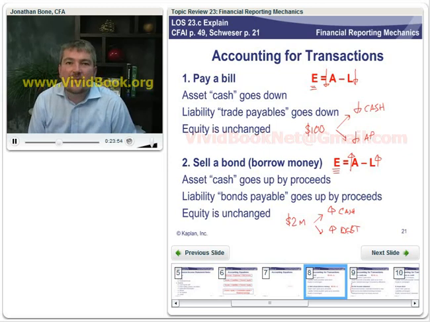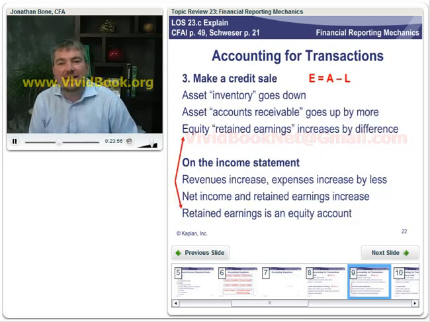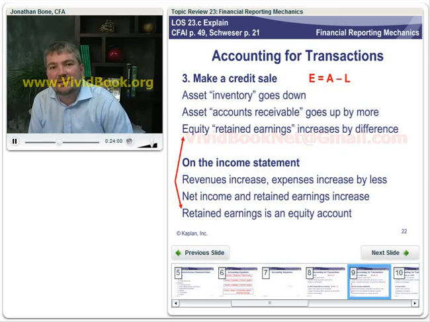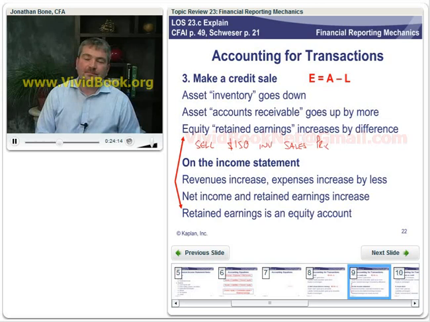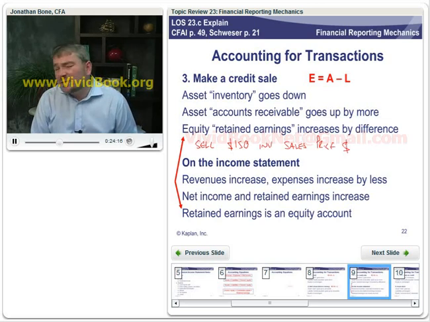Let's have a look. We're going to make a credit sale here. Let's make up an example again. Let's say we sell $150 worth of inventory and we sell it for, the sales price is, let's say, $200. Now, what's going to happen? We've got two sides to this. We've got the sale and also we've got the removal of inventory.